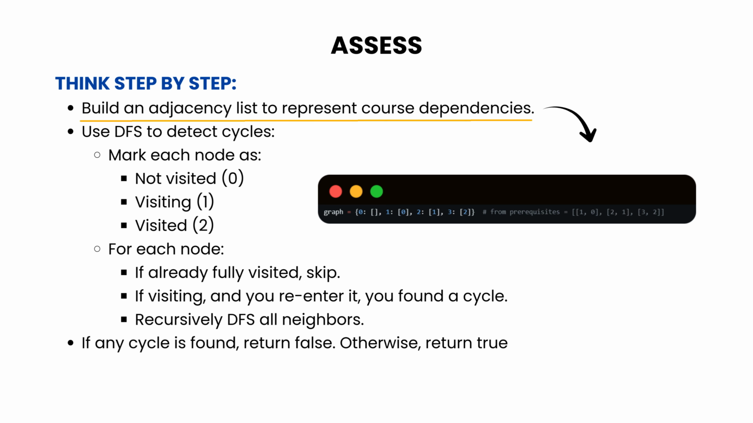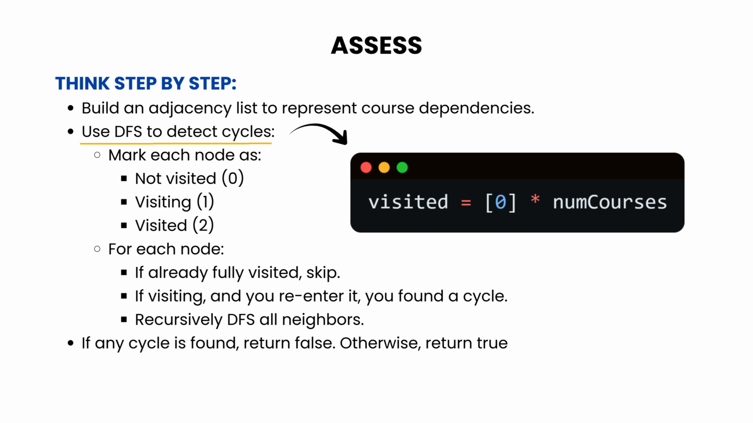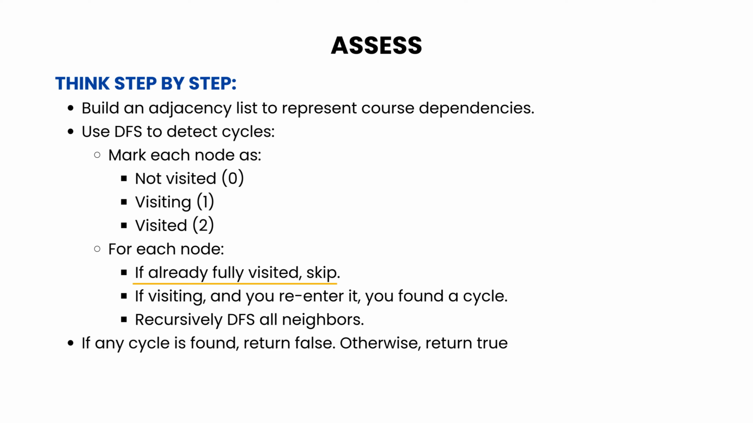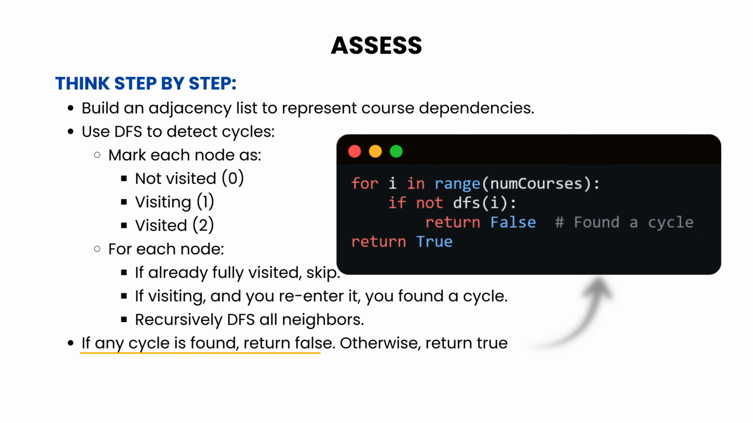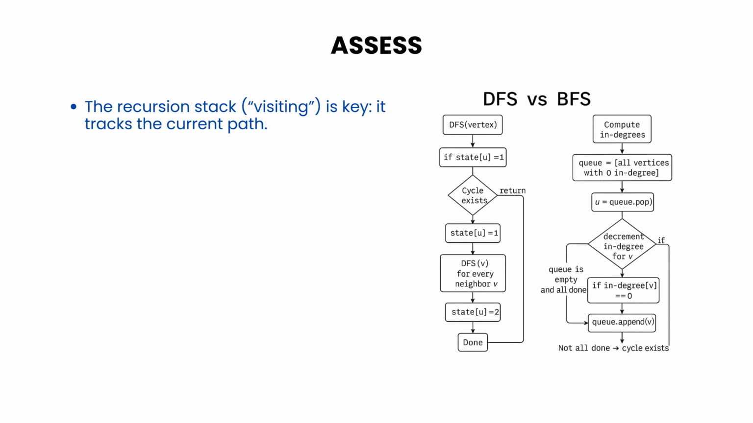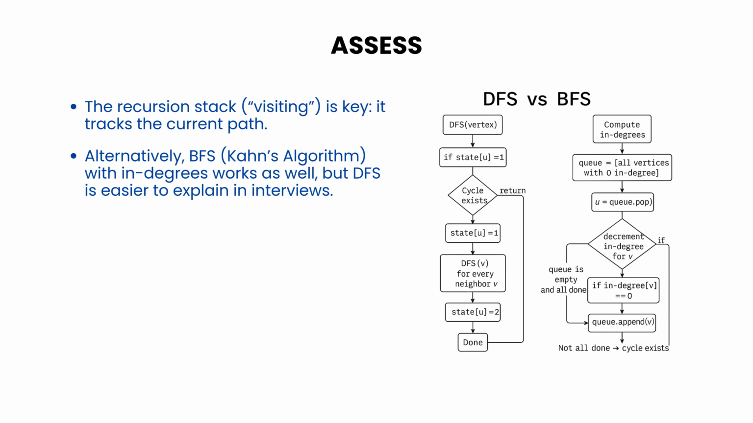Build an adjacency list to represent course dependencies. Use DFS to detect cycles. Mark each node as not visited (0), visiting (1), or visited (2). If already fully visited, skip. If visiting, and you re-enter it, you found a cycle. Recursively DFS all neighbors. If any cycle is found, return false. Otherwise, return true. Let's clarify. The recursion stack, visiting, is key. It tracks the current path. Alternatively, BFS, Kahn's algorithm, with indegrees works as well, but DFS is easier to explain in interviews.